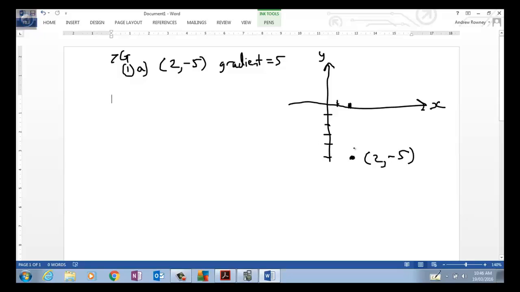Now if we want a gradient of 5, that means it's really 5 on 1. And I do that because that's the rise and that's the run. So if you run across 1, so you go across 1 and you go up 5, which is all the way up to here, that's our triangle, which means this is the gradient of 5. So this represents the line through (2, -5) having a gradient of 5.